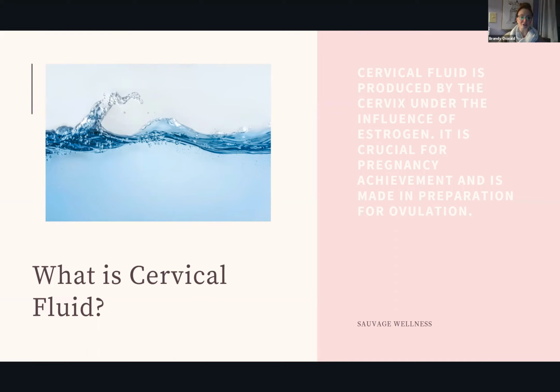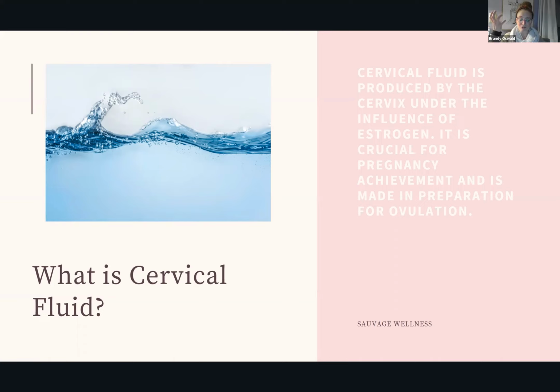So what is cervical fluid? Cervical fluid is produced by the cervix under the influence of estrogen. Cervical fluid is crucial for pregnancy achievement and is made in preparation for ovulation. Cervical fluid allows sperm to get to the egg. Without cervical fluid, your vagina is too harsh for sperm to survive. It's literally a sperm killer.